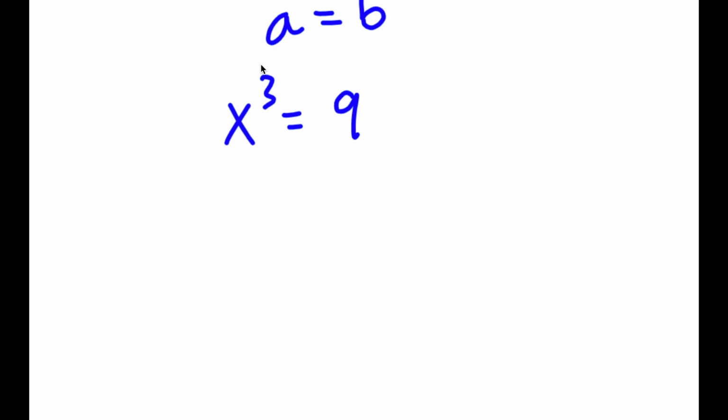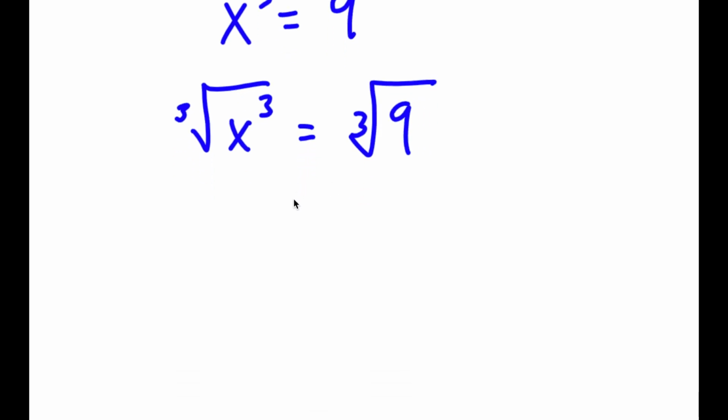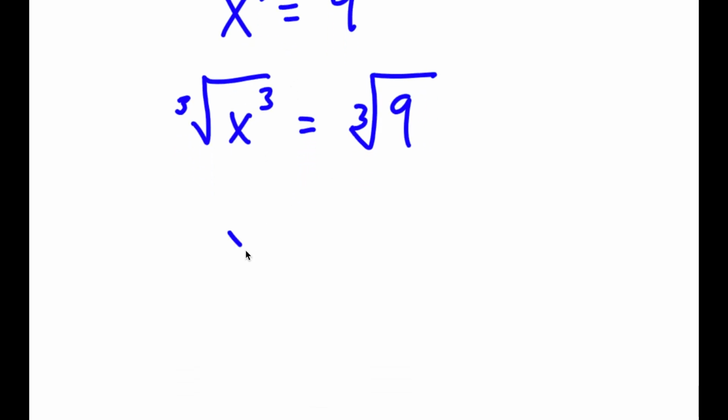Now to solve this, all I have to do is take the cube root on both sides. So now I have the cube root of x to the power of 3 is equal to the cube root of 9. And the cube root of x to the power of 3 is equal to x, so I have x is equal to the cube root of 9.